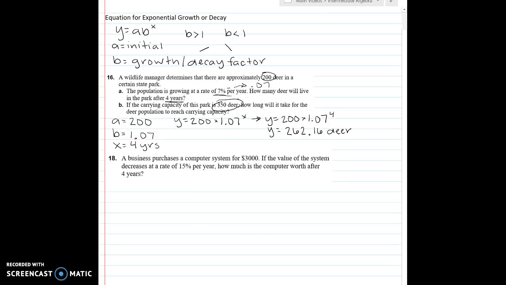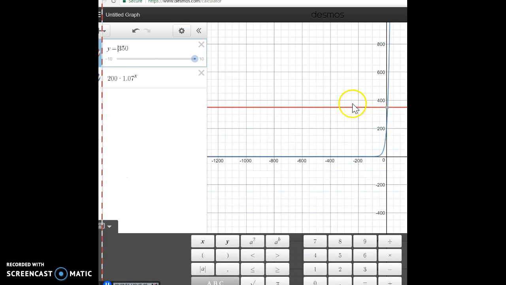And what we're going to do is graph y equals 200 times 1.07 to the x. We're also going to graph y equals 350. And using Desmos, we can see where they intersect. So I'm going to pull up Desmos. All right, so what you see here is I've graphed the line y equals 350 because that's the carrying capacity. And I've also graphed 200 times 1.07 to the x.